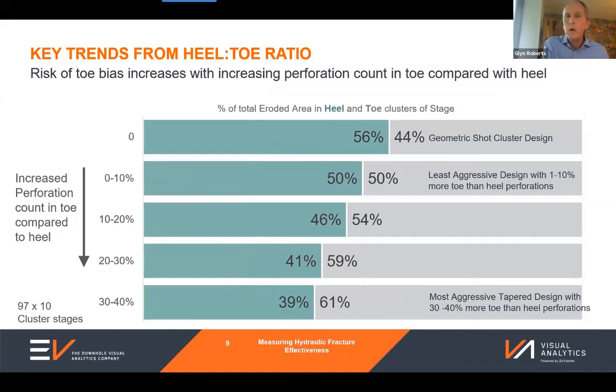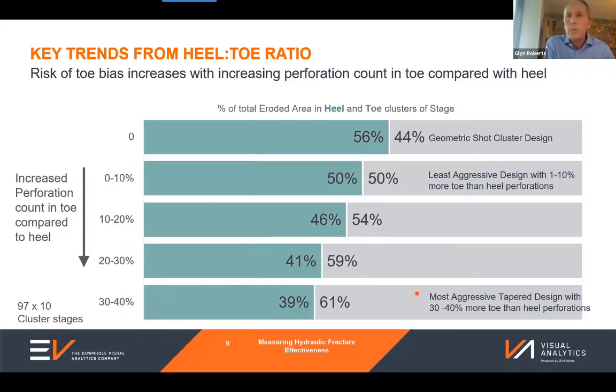The way people would try and compensate for excess proppant going into the heel, rather, would be to put some extra perforations into the toe, reducing the perforation friction there, making it an easier flow for the proppant to go into the toe, and hopefully evening things up. But what we found, when we're plotting here the excess number of perforations, or percentage of perforations in the toe compared with the heel.